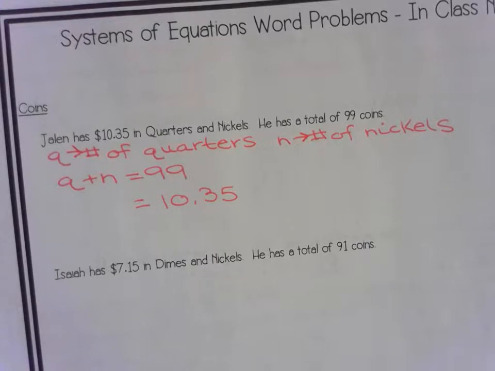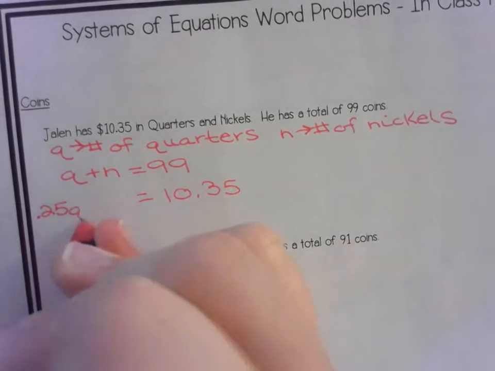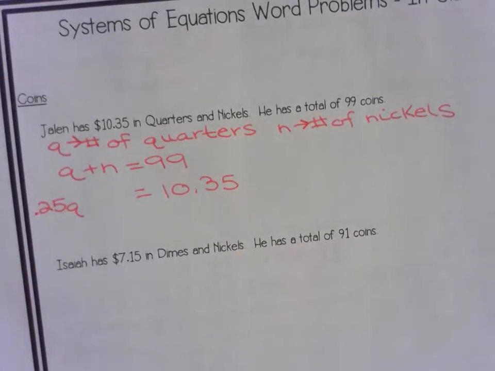$2.50. Okay, how are we getting it? Out of 25 right now. So I'm doing what? Multiply by what? 0.25. So if I want to know how much monetary value quarters have, I have to take 0.25 times Q. This is the difference. This is important. This is the total amount of money. $10.35 is the total amount of money, not the total number of coins.